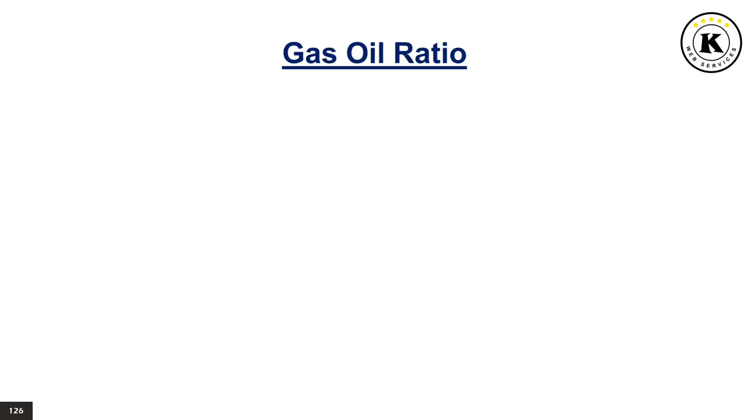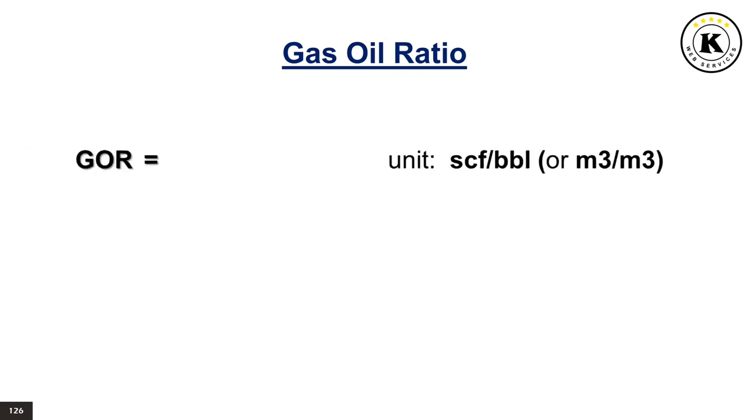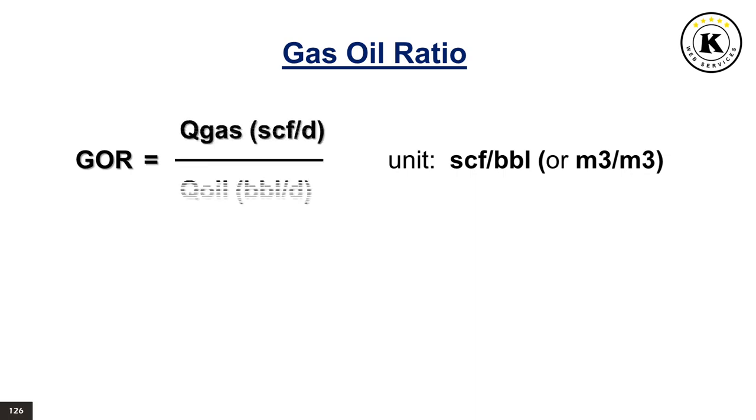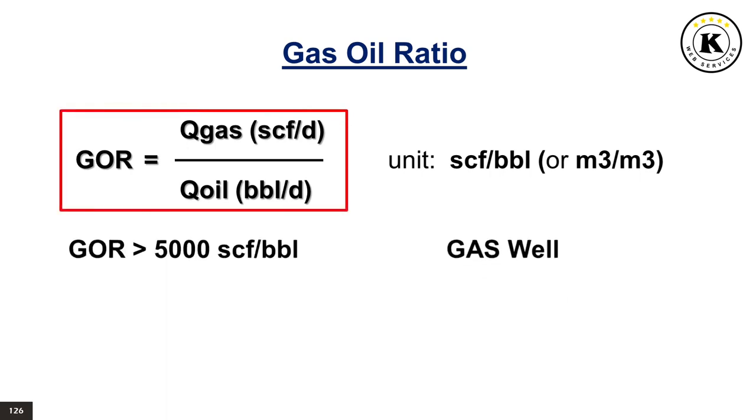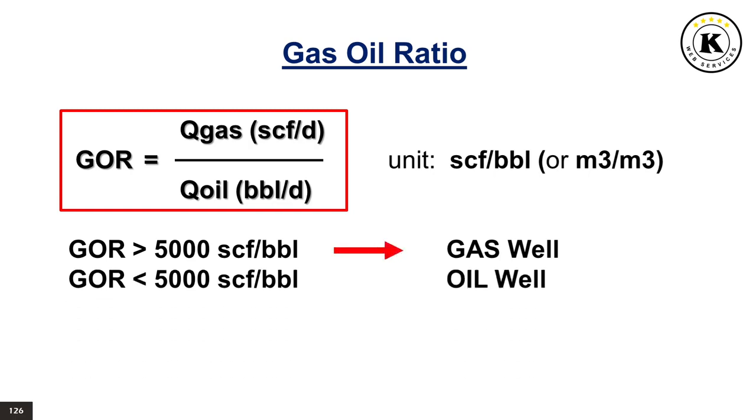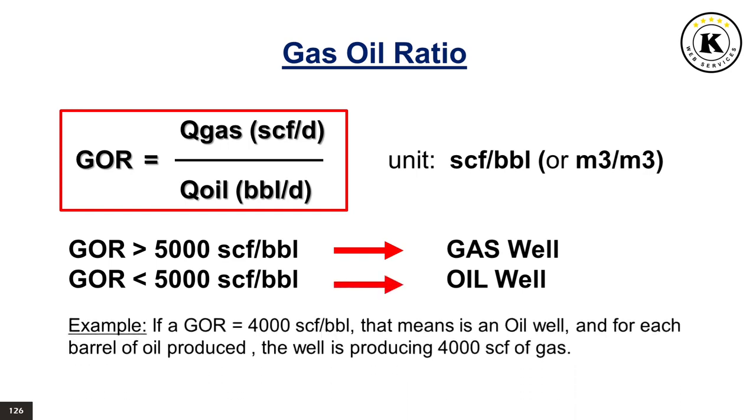Gas-oil ratio. The gas-oil ratio, in standard cubic feet per barrel, or cubic meter by cubic meter, is equal to the gas flow rate, in standard cubic feet per day, divided by the oil flow rate, in barrels per day. If the GOR is greater than 5,000 standard cubic feet per barrel, this is a gas well. If the GOR is less than 5,000 standard cubic feet per barrel, this is an oil well. For example, if a GOR equals 4,000 standard cubic feet per barrel, that means this is an oil well, and for each barrel of oil produced, the well is producing 4,000 standard cubic feet of gas.